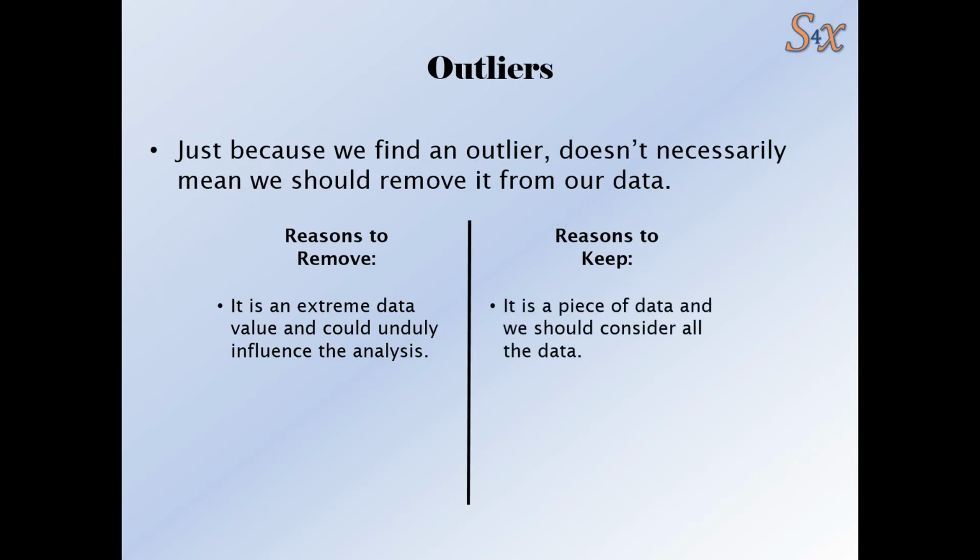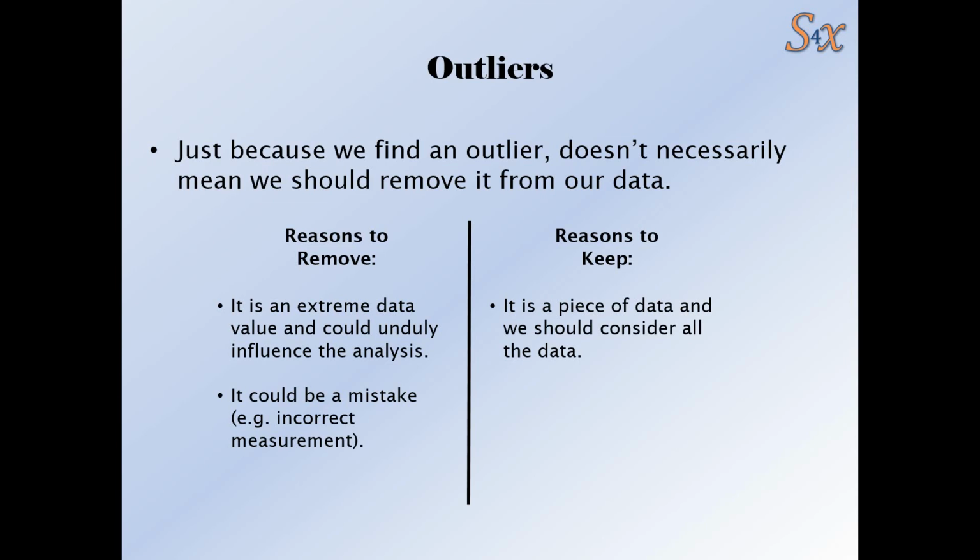However, it's still a piece of data, and we can't pick and choose what data to use. We need to consider all the data. So what we need to think about is how that piece of data that we think is an outlier arose. Was it a mistake or an incorrect measurement? Did whoever was doing the experiment read the ruler wrong or read the mass balance wrong? In that case, that's a very good reason to remove it, because it's not actually representative of what we're trying to collect.